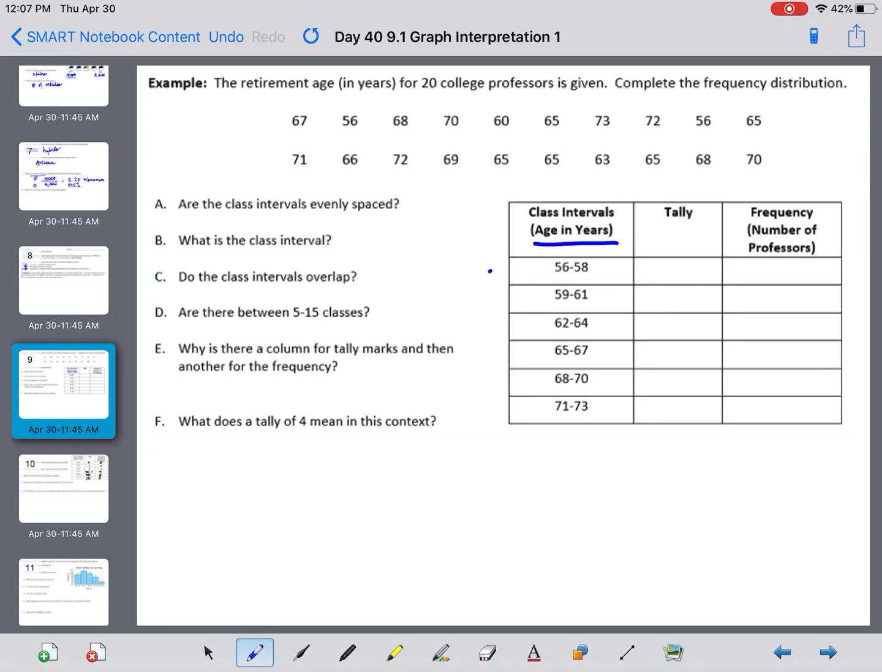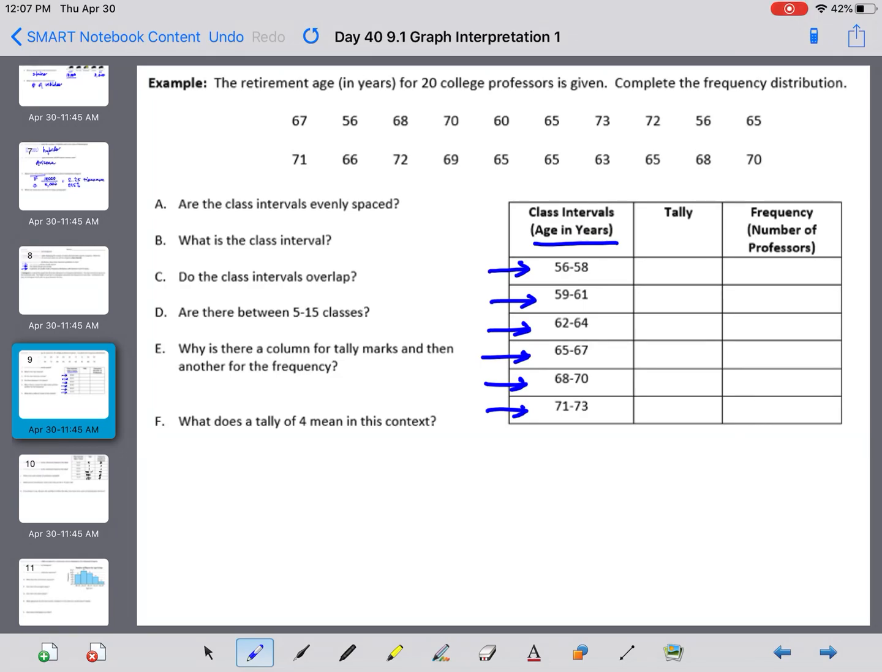So when we talked about the classes should be equally spaced, if we look here, we have 3 years that are falling within each class, 56, 57, 58. And then down here, 59, 60, 61. Okay, so I have equally spaced class intervals right here. All of these represent a total of 3 years that would fall into each one of those intervals.